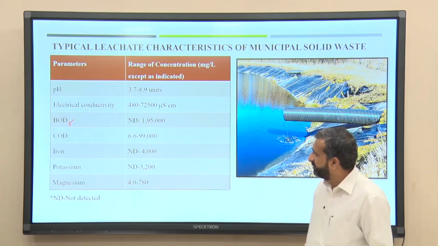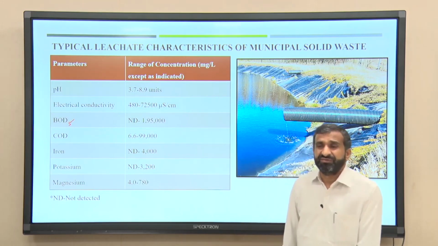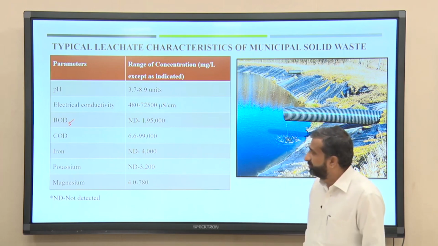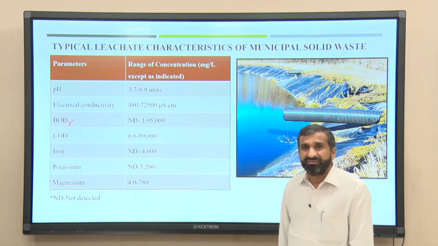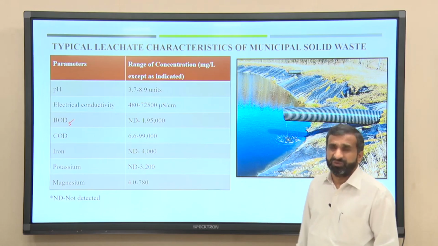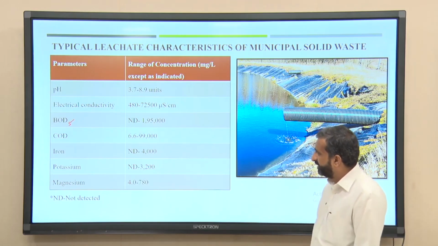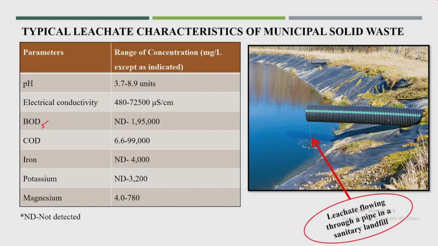And again, this BOD5 or COD value depends upon how much biodegradable matter, that percentage, is present. If it is large, obviously your BOD5 and COD values will be more, and if there is no biodegradable matter, obviously your BOD5 and COD values will be very low. Also, the metal concentrations will be very large in the leachate. So, this is leachate flowing through a pipe in a sanitary landfill.